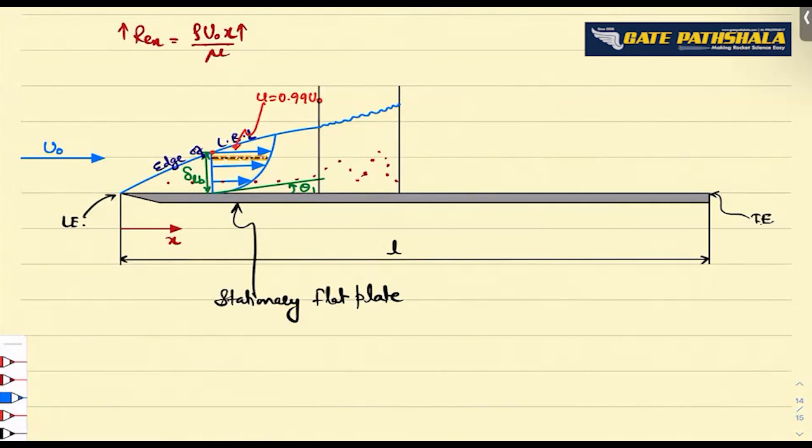This region in which this happens, from here till here, is called transition. So this is the transition zone. And before that, this entire region is a laminar region.